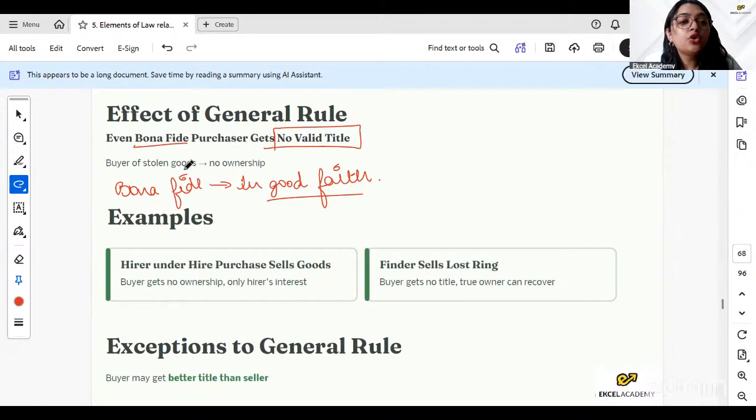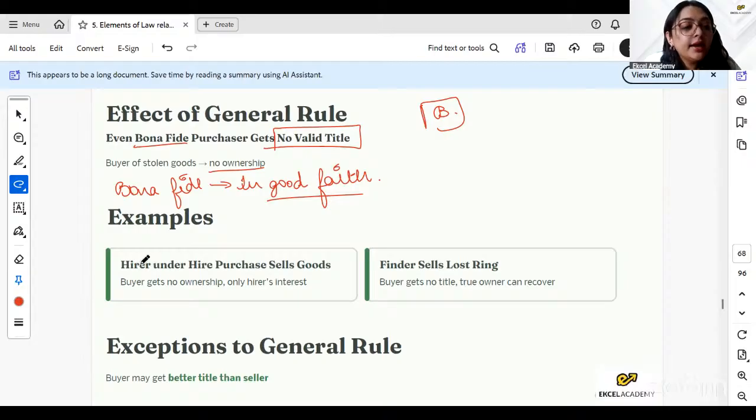A buyer of stolen goods has no ownership. For example, a stolen car was sold to B. Then the original owner can come to B and ask him to return the car. Even though B had no idea that the car was stolen, B will have to return the car to the original owner.